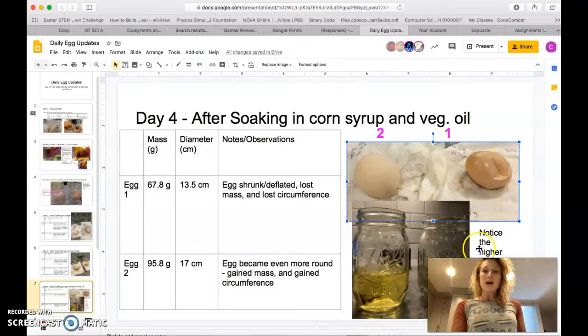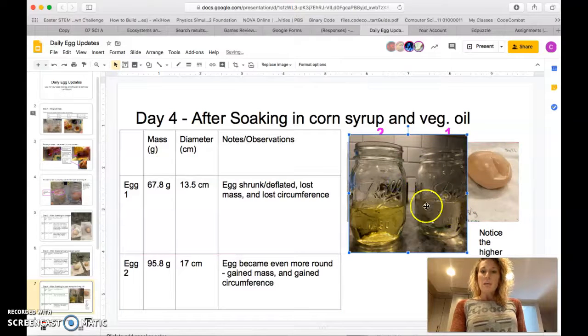And then some other really important things I want to point out to you is this picture here. My corn syrup, which is this one, I have more liquid in the jar than my vegetable oil. I want to note that I put the same amount of liquid, 200 milliliters, in both jars at the start of this. And yet this one has more liquid in it than the vegetable oil does now. So I want you to think about how in the world that's possible.